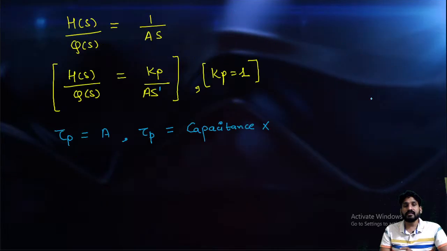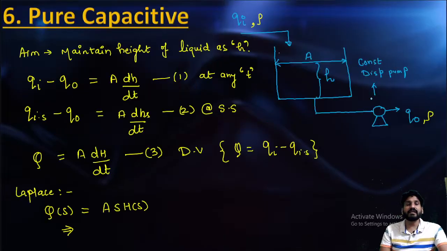So here in this system, the pure capacitive system, the transfer function is Kp divided by As. It is first order, but it has only the capacitance. That's why it is called a pure capacitive system. I hope that it is clear to you. It has only the capacitance. There is no resistance at all.